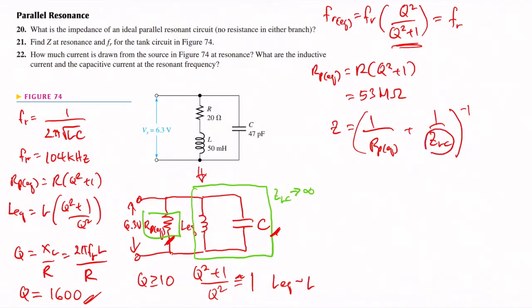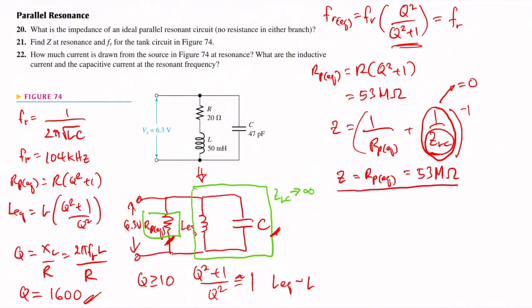Since this is infinite, this term is just equal to 0, which means that the total impedance is just equal to RPEQ. And since RPEQ is equal to 53 megaohms, the total impedance is also equal to 53 megaohms. This is only at resonance.